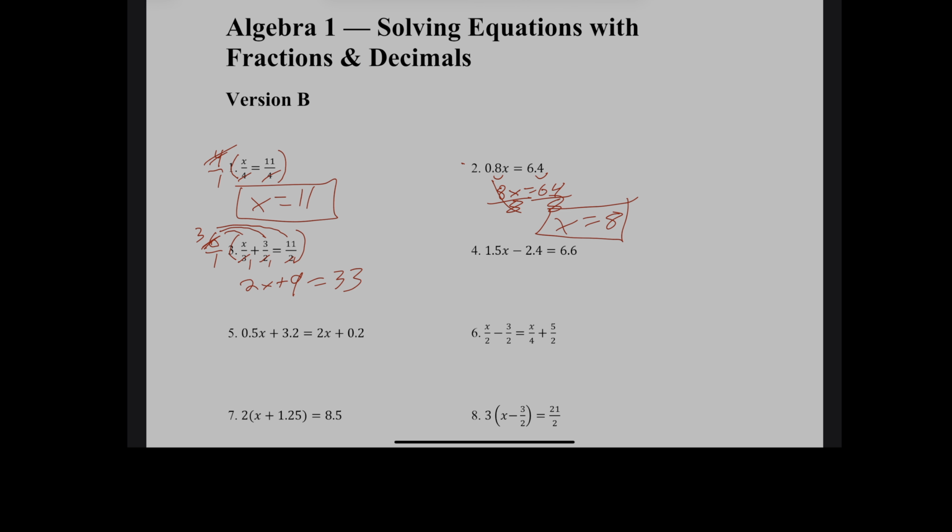Now that's a problem that usually people feel better about working with. So now I'm going to subtract 9 from both sides. And when I do that, I get 2x equals 24. When I divide each side by 2, I get x equals 12. And you probably feel more comfortable working with this problem than with that problem.